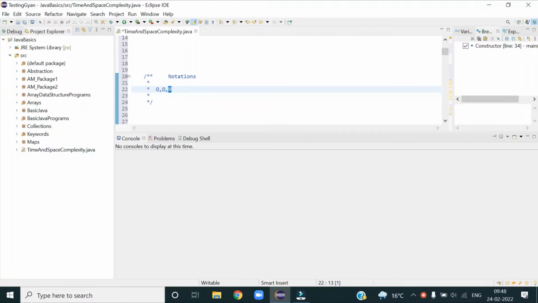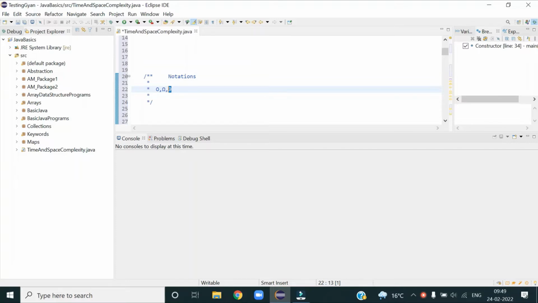And what do these notations represent? Big O simply tells us about the upper bound of running time of an algorithm. That is, it tells us about the worst case time complexity. Then omega tells us about the lower bound of running time of an algorithm. That is, it tells us about the best case time complexity of an algorithm.